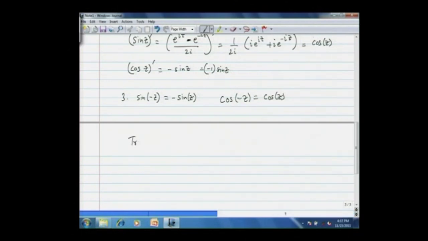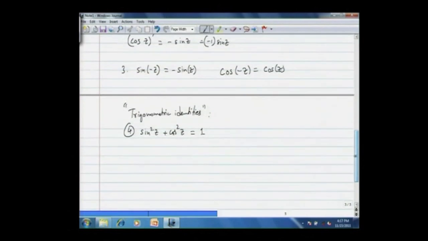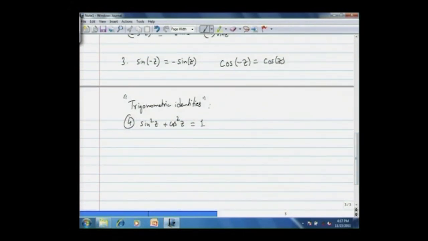So, for example, I will put that in quotes really. I will say sine squared z plus cosine squared z is equal to 1. So, here we are defining the sine function and the cosine function in terms of the exponential function. So, one can directly compute the left hand side, using the exponential function, and one can arrive at this equation 4.